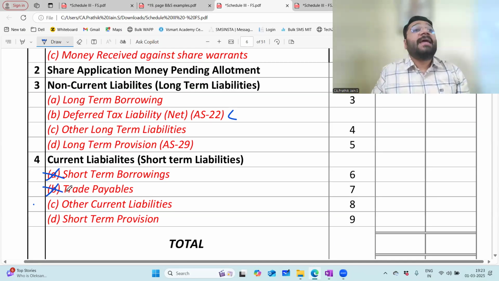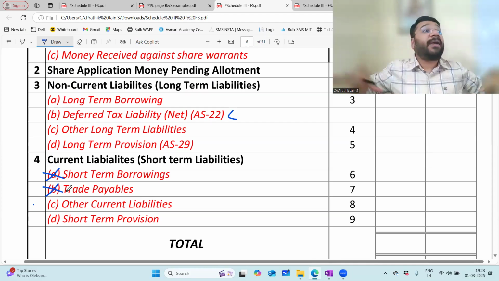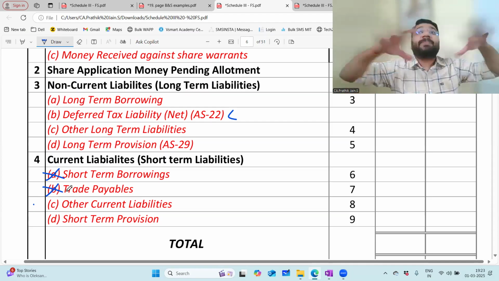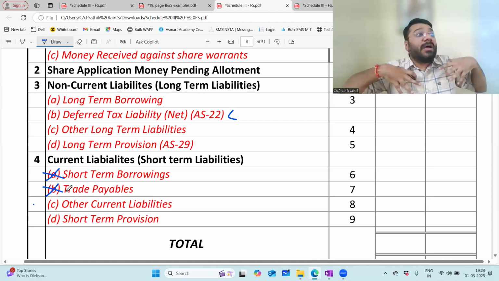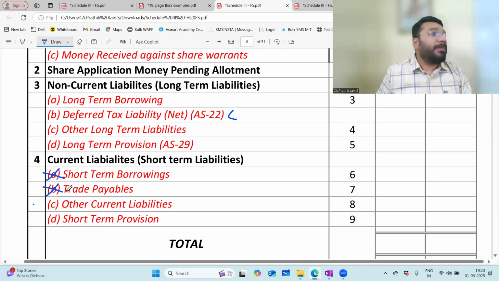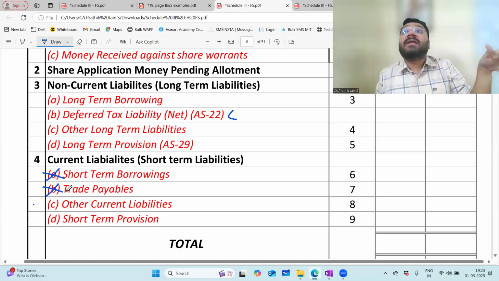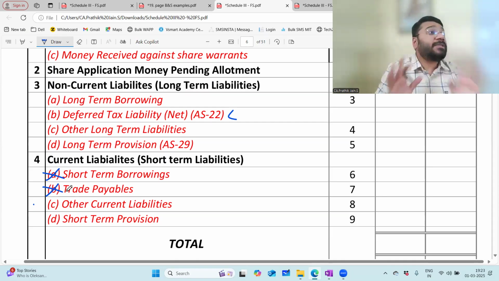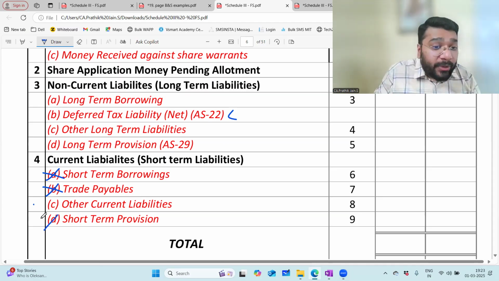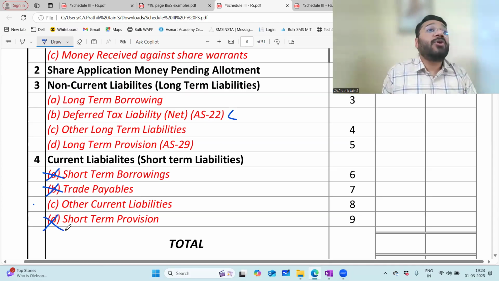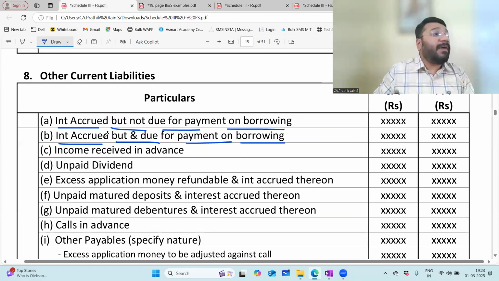Trade payable means what? Any payable that we are doing for the purpose of trading business, creditor, bills payable. Any money that I owe to the creditor comes under trade payable. Is the person to whom I'm supposed to make the payment my creditor? Is he helping me in the trade on a regular basis? No, he's not a trade payable item. Will I put it in a short-term provision? No. So where does it go? Other current liabilities. Under other current liabilities, we have multiple bifurcations.